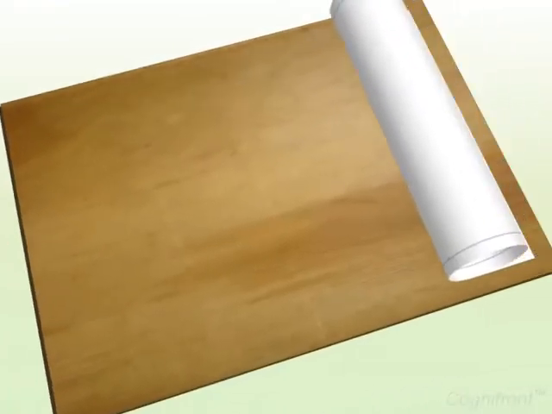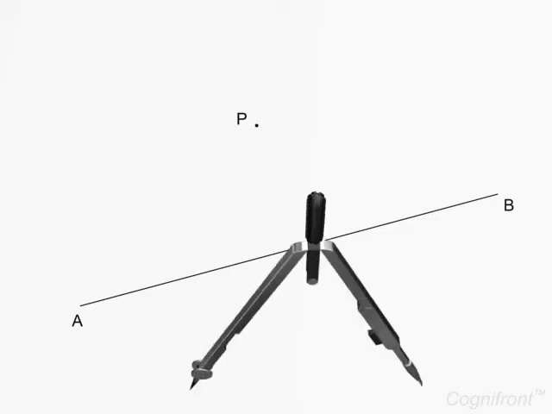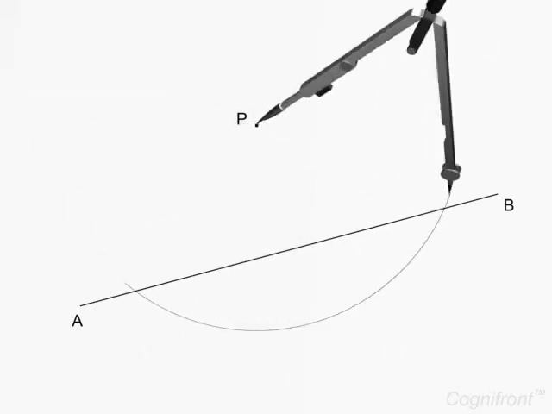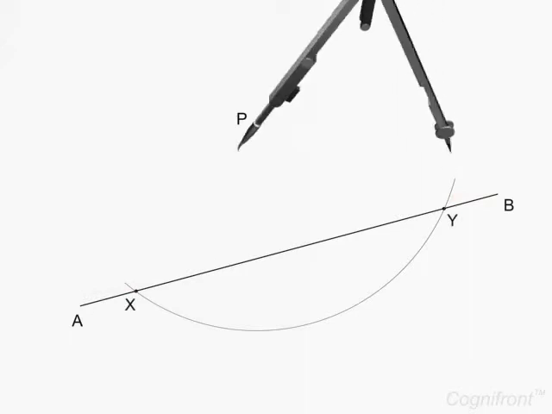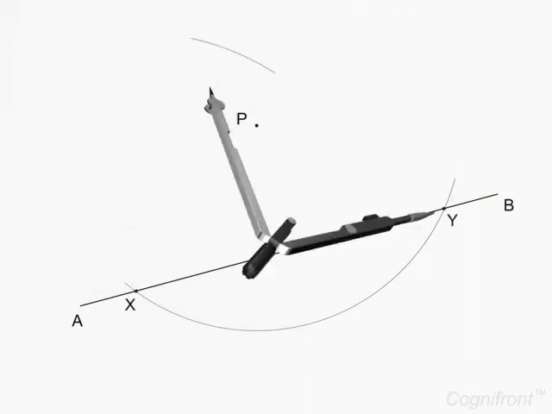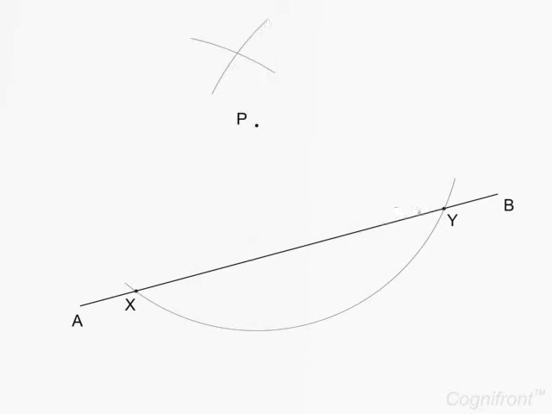Now let's understand how to draw a perpendicular line to another line AB from a given point P which is not on line AB. Using a compass, let's draw an arc of radius say R1 from point P which cuts the line AB at points X and Y. Now taking X and Y as centers and some radius R2, draw arcs cutting each other at point Q above line AB.